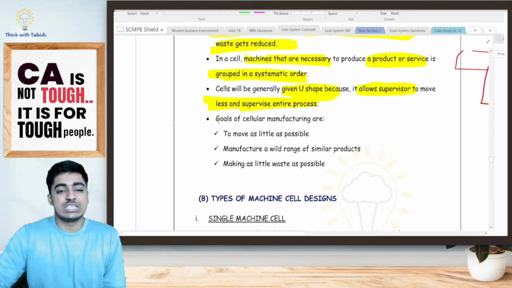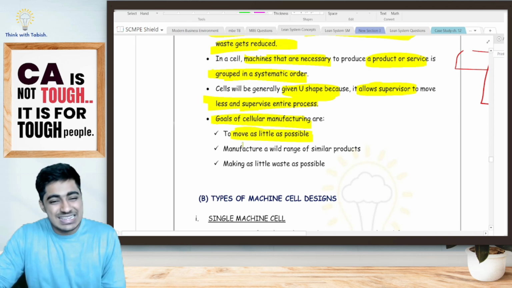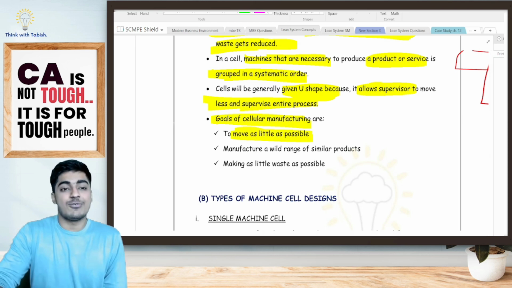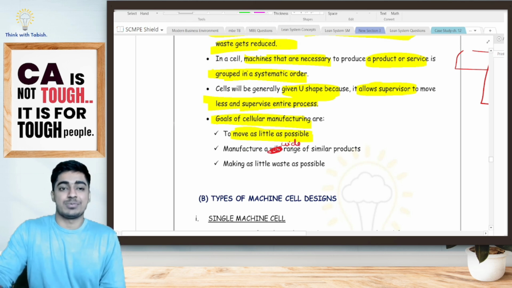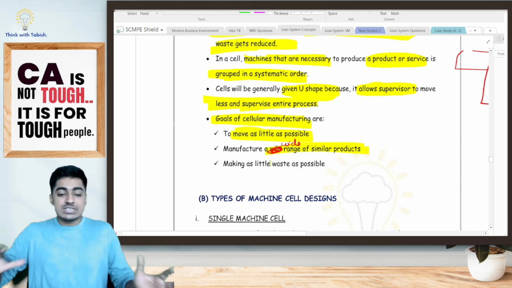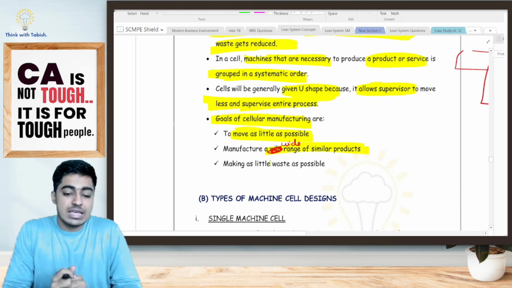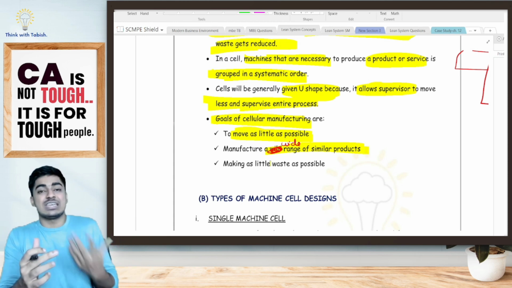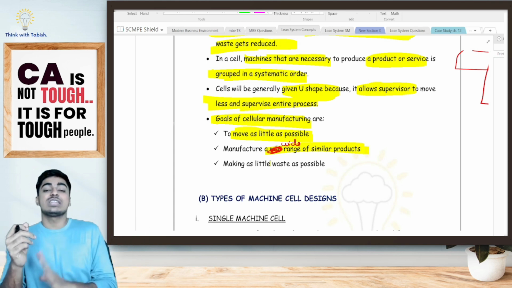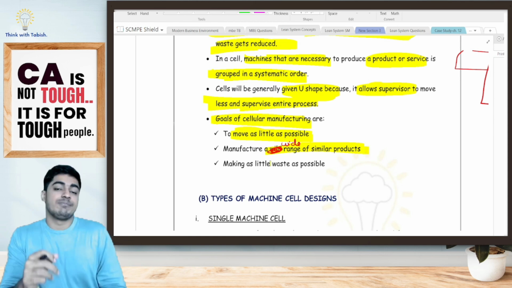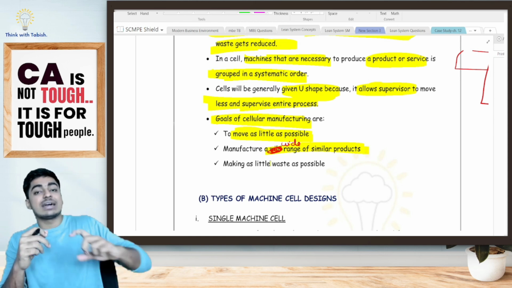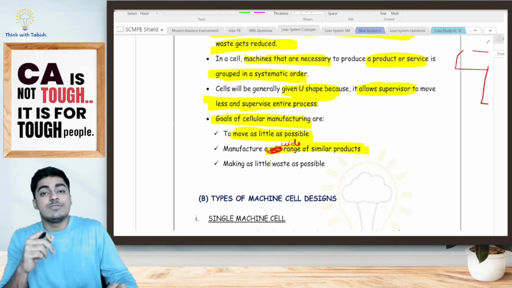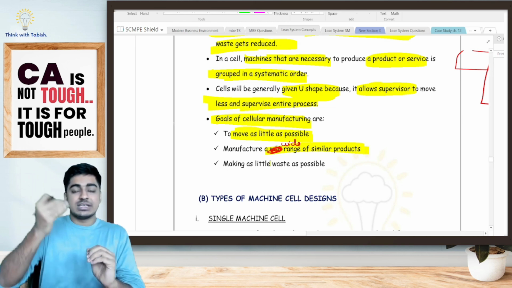Now, goals of cellular manufacturing: move as little as possible, manufacture a wide range of similar products. What is it, students? A wide range of similar products. Suppose we are manufacturing cars. Previously, what used to happen? We could manufacture only one color car or only one standard feature. We cannot go for one level upgradation, one level down.